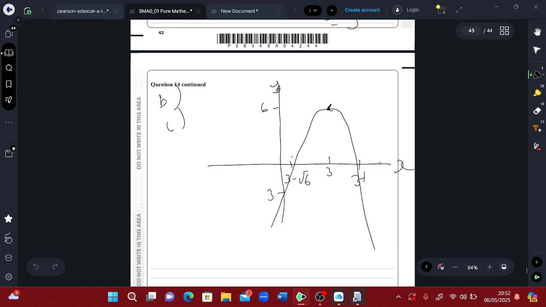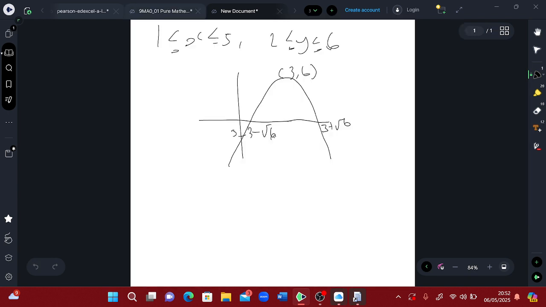Yeah, so 3 minus root 6, 3 plus root 6. You're probably right about that. And that's our turning point at 3, 6. Cool, so that's the same information. I think that's all the information we really need, actually.